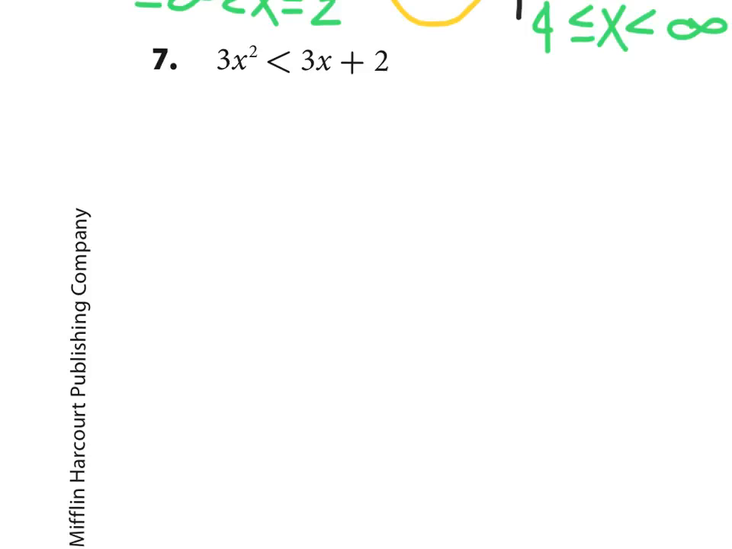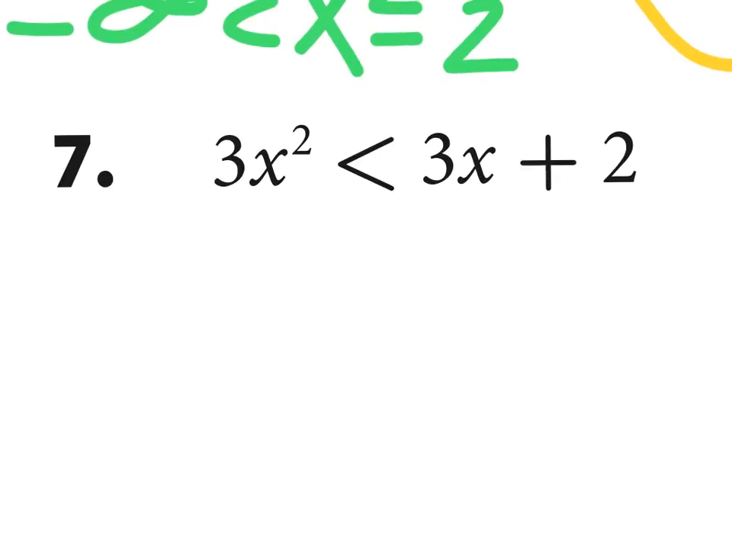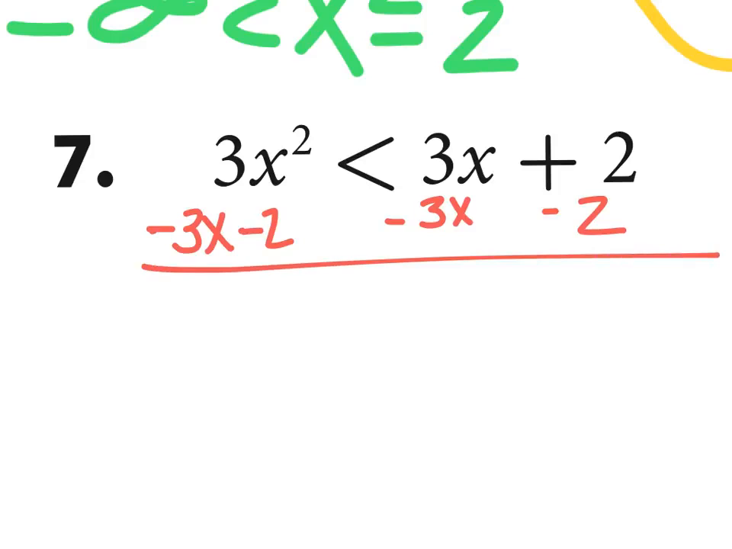Problem 7 says 3x squared is less than 3x plus 2. So what's the first thing I need to do? Subtract 3x and subtract 2. Okay. There was a question in my last class, and it was a great question about flipping the inequality sign. When do you flip the inequality sign?